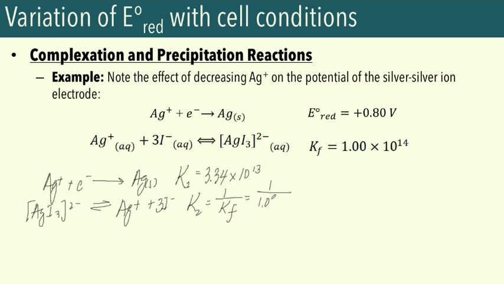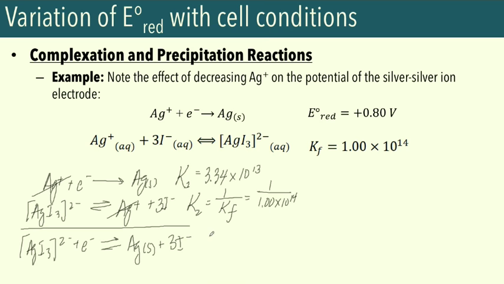Overall, the net reaction is, our silver ions cancel out. So we have our complex plus one electron yielding silver solid plus 3 iodide ions. The equilibrium constant for this half reaction is just going to be K1 times K2, or 3.34 times 10 to the 13 over 1.00 times 10 to the 14.